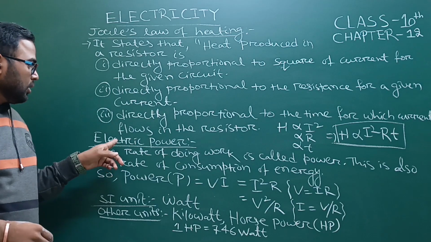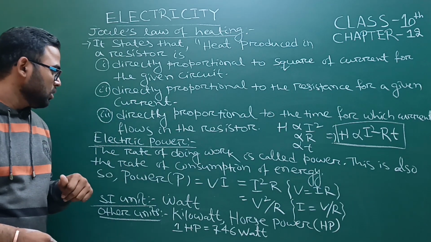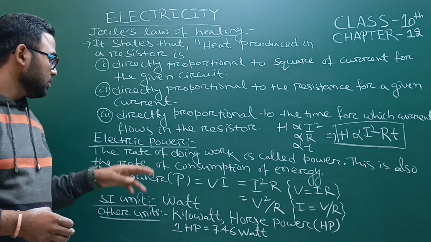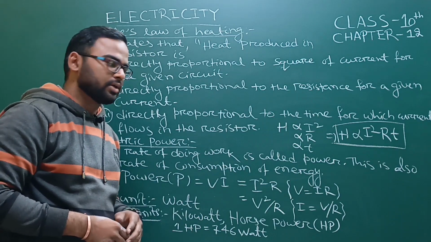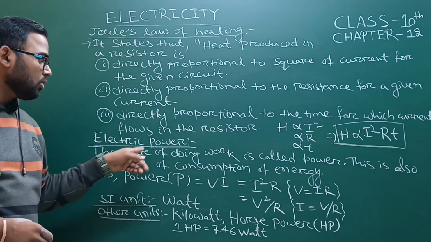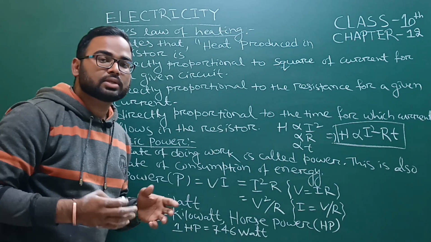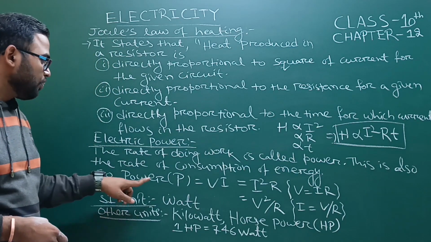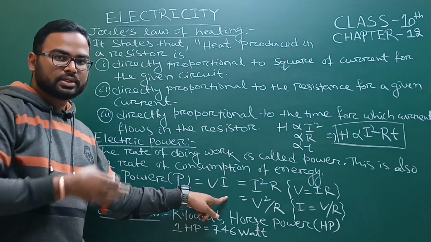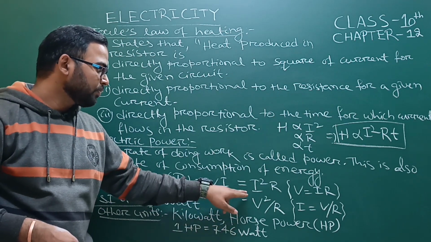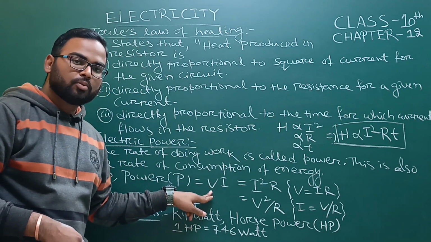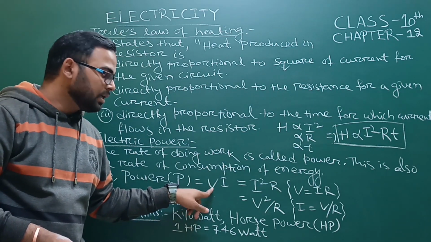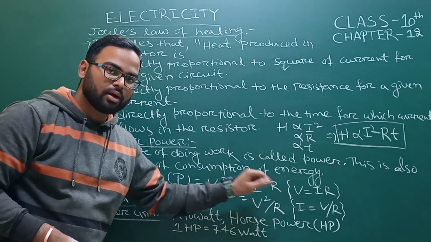Then we will discuss about electric power. What is power? The rate of doing work. Okay, the rate of doing work is called power. This is also the rate of consumption of energy. How much amount of energy we have consumed, that is power. So power will be V into I. We have discussed that in the previous section. And what is V? From Ohm's law, V equal to IR. If I put V equal to IR, that means IR into I, that will be I square R.